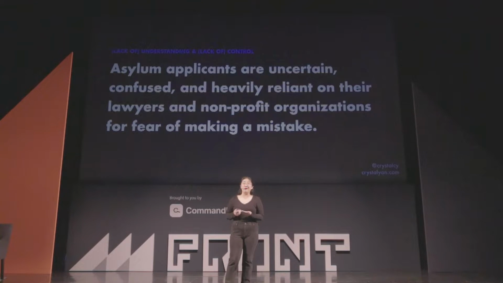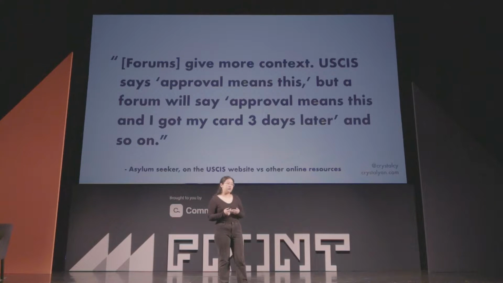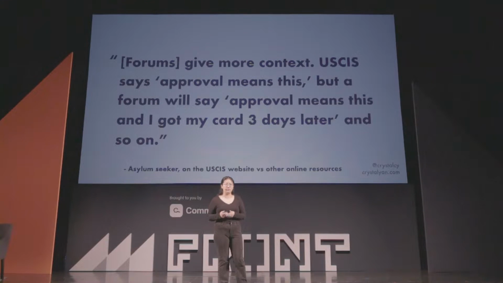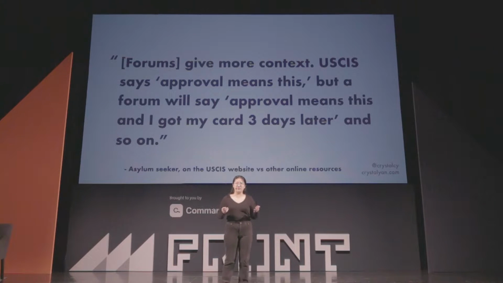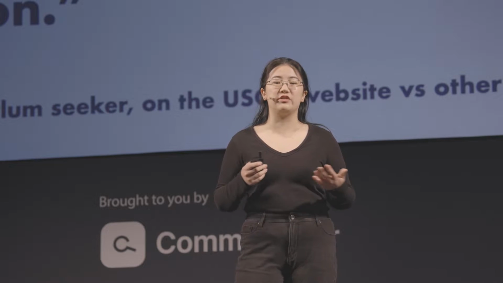They were heavily reliant on their lawyers or nonprofits that were assisting them because they were very afraid of making a mistake. One applicant told us that they got something in the mail and it said, this is what the approval means, but it was incredibly vague. And so to actually dig into it and figure out what happened next, they would go online to these forums where they talk to other asylum seekers, and they would essentially be crowdsourcing information about what exactly does this mean, what can I expect to happen next, exactly when the next step will happen, and they would just try to put together an average by reading stories from other people.